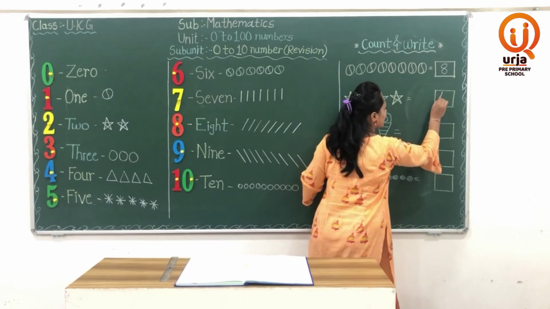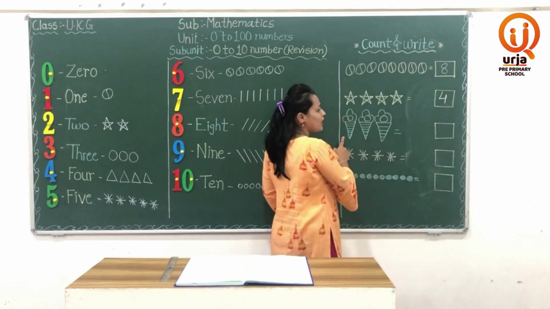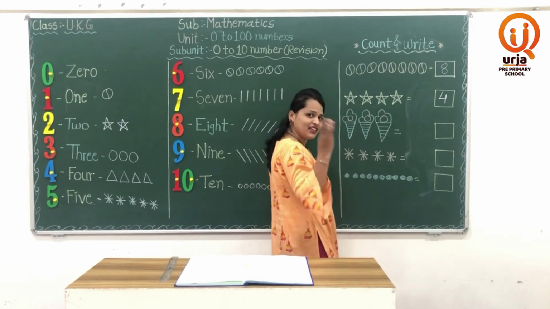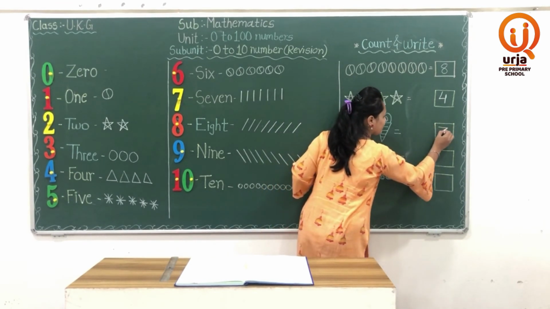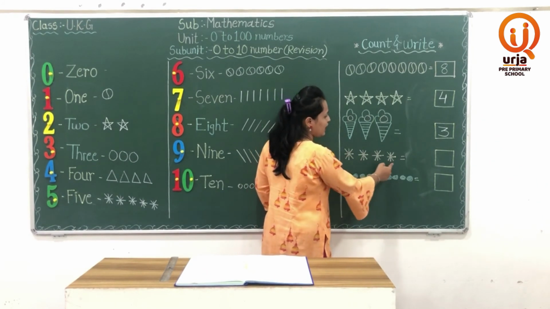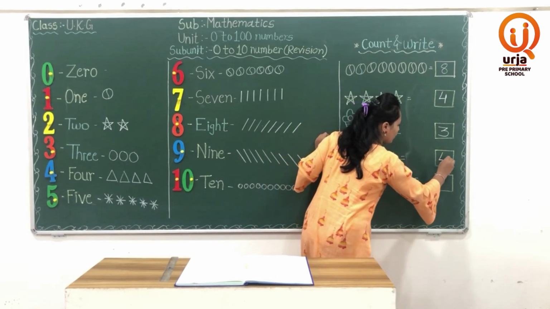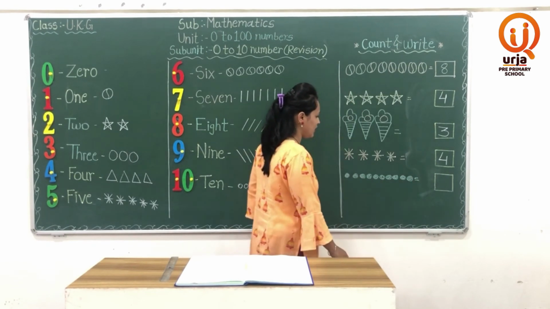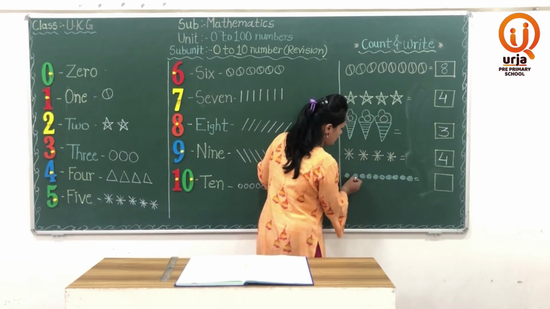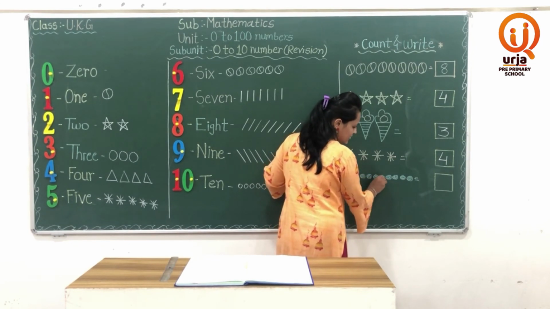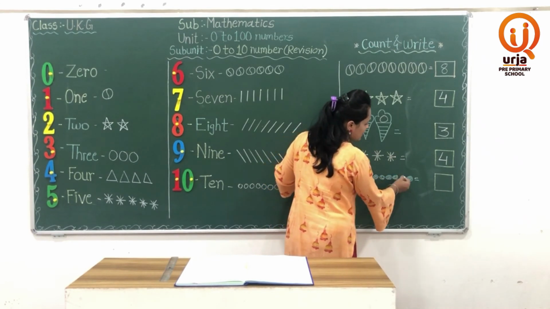1, 2, 3, 4. Number 4. How many ice creams? 1, 2, 3. 3 ice creams. 1, 2, 3, 4. How many stars here? 4. And the last, how many dots here? Count it. 1, 2, 3, 4, 5, 6, 7, 8, 9.